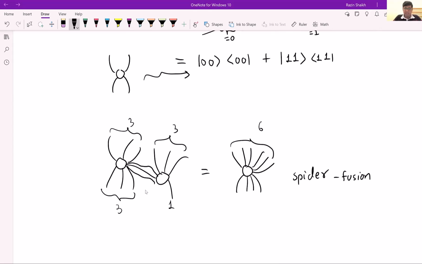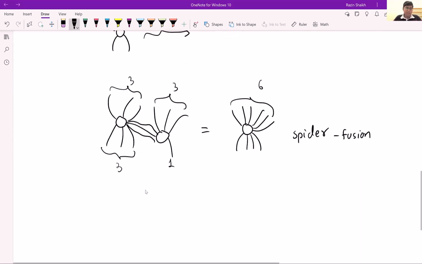This represents the general rule of spider fusion, which says that for any number of legged spiders, as long as they're connected with at least one wire, you can fuse them.